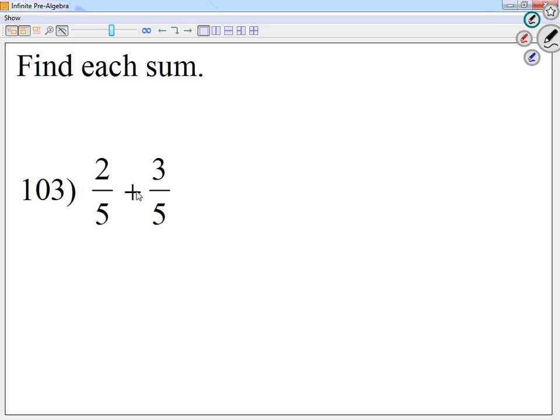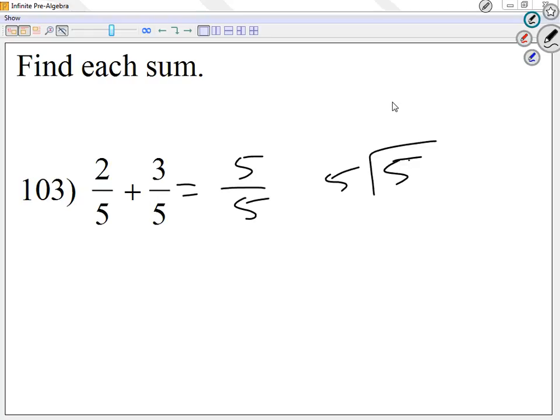This one, we have a common denominator, so just copy the 5. And then on the top, I'm going to go 2 plus 3, which is 5. Right, we have an improper fraction, so we're going to divide the top one by the bottom one. 5 goes into 5 one time. My remainder is 0, so there's no fraction. Right, when my remainder is 0, there's no fraction.